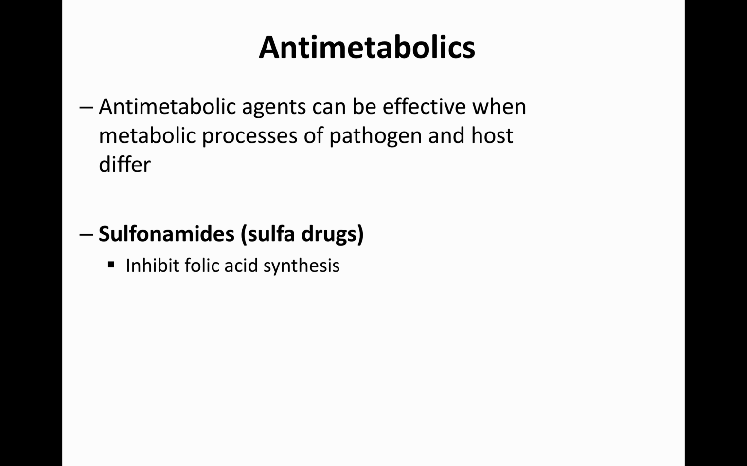Antimetabolites are going to interfere with a metabolic process of the bacteria. And these can only really be effective when the metabolic process of the pathogen is different from the host. So an example would be your sulfonamide drugs, which inhibit folic acid synthesis. So the bacteria can actually produce folic acid for itself, and folic acid is needed for DNA and RNA synthesis. So if it can't reproduce its DNA and RNA, then it's not going to be able to grow. This is selectively toxic because we do not produce our own folic acid. We absorb that through the diet that we consume.